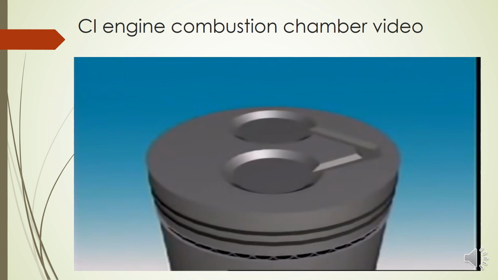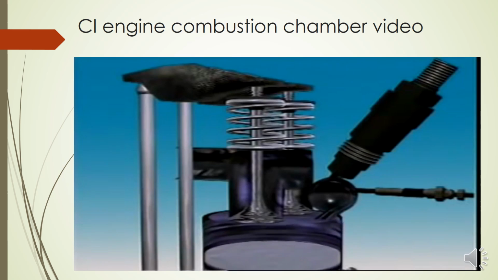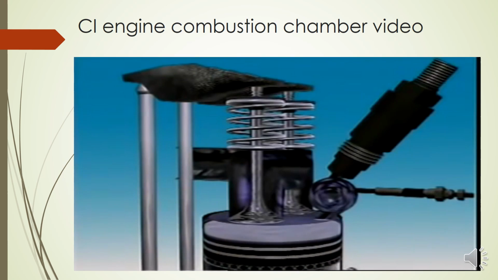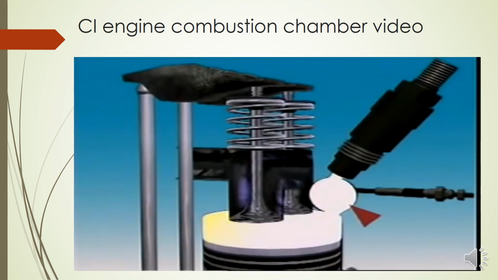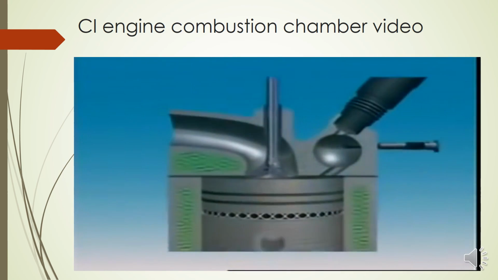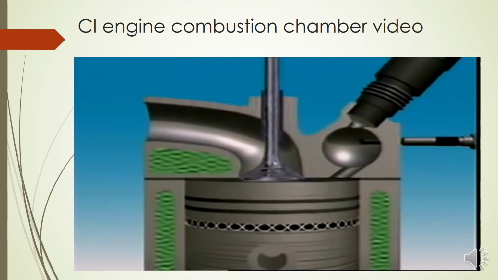In indirect injection, the piston is fairly flat or has a shallow cavity. The main combustion chamber is between the cylinder head and the top of the piston, but a smaller separate chamber is in the head. Fuel is injected into this smaller chamber. It can have various designs.